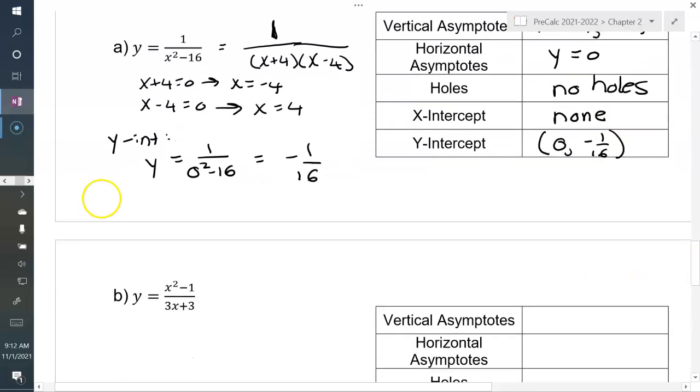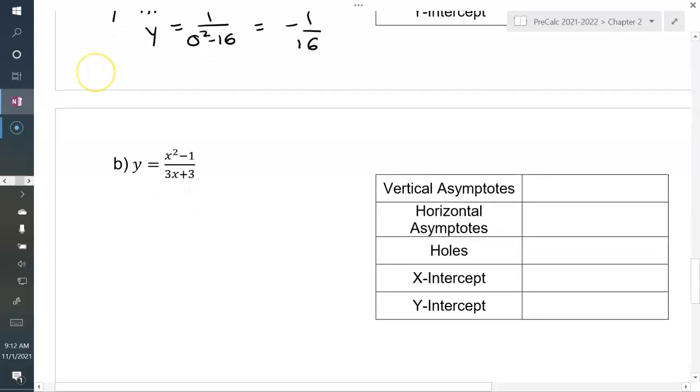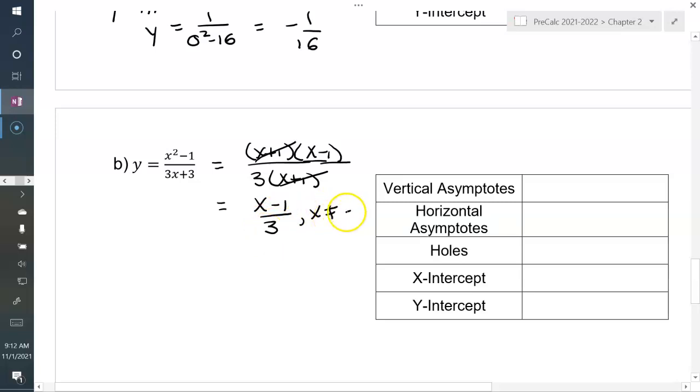Okay, here's another one. Step 1, factor denominator, 3 times x plus 1. Step 2, factor numerator, x plus 1, x minus 1. Let's see what cancels. Those cancel out. So my equivalent expression is x minus 1 over 3. And we are not allowed for x to equal negative 1. So vertical asymptotes, none, because my expression with the x canceled out of the denominator.